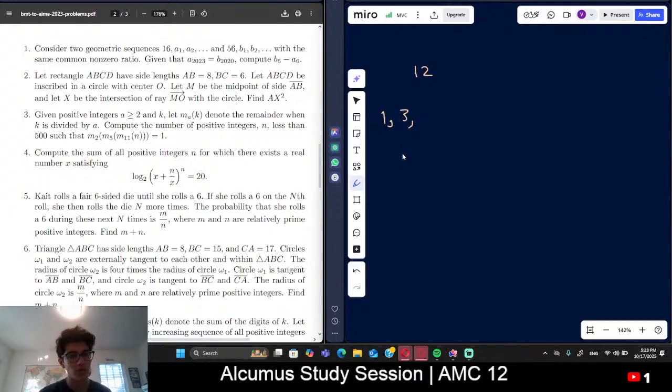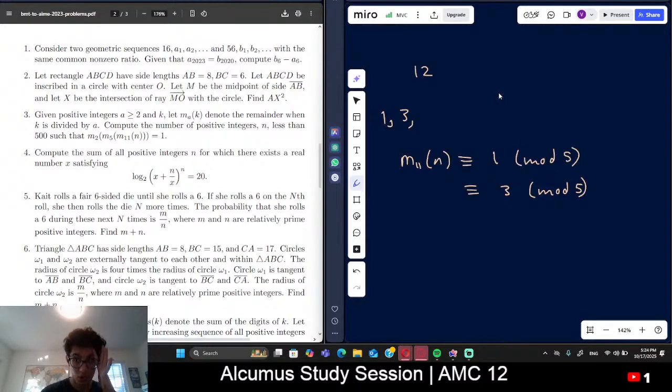Okay, so modulo 5, it has to be congruent to 1 mod 5, or it can be congruent to 3 mod 5. After this, you can't have 7 mod 5 because that would be 2 mod 5. You can't have 9 mod 5 because that would be 4 mod 5. So you can have 0, which obviously won't work, 1, which does work, 2, which does not work, 3, which does work, 4 does not work, and 5 is the same as 0. So these are the two options that you do have.